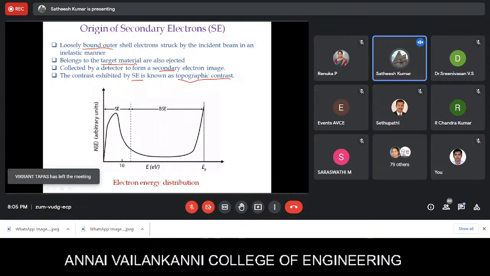contrast. This particular graph gives an idea about the number of electrons being emitted against the energy. You can see the BSE electrons go to very high energy because it is elastic scattering. It doesn't lose energy, whereas the secondary electrons have very little energy, within 10 electron volts in fact. You can also see the density of BSE electrons is much higher when compared to the secondary electrons.